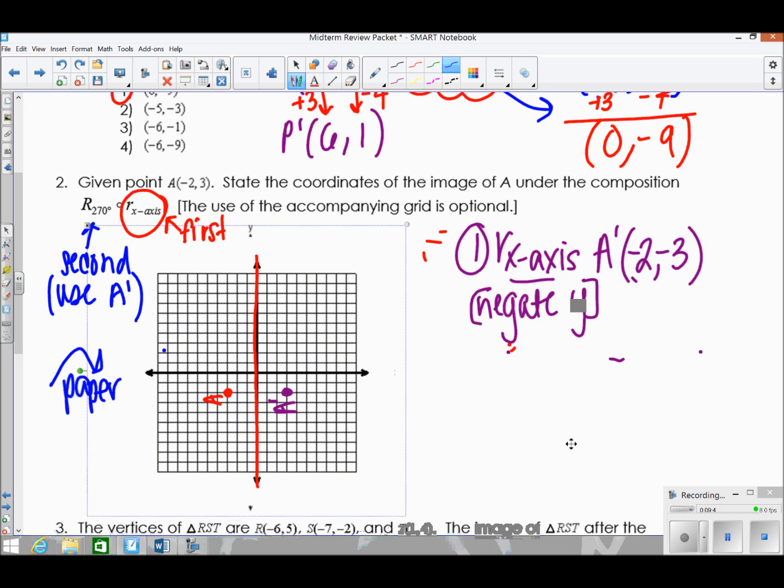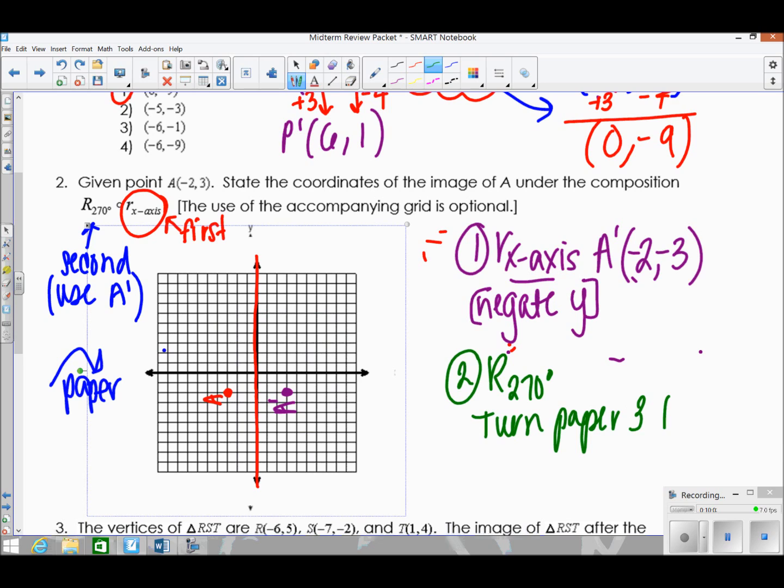And then what I'm going to do is replot this original. So my original here is really A prime because this was a composition. So let me just write my steps here. So for the rotation of 270, I turn the paper 3 times for 270 to the right, basically taking the top of my paper and turning it to the right or clockwise direction.